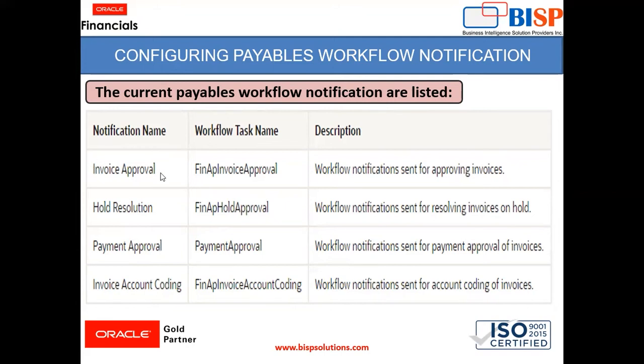The notifications are invoice approval, hold resolution, payment approval, and invoice account coding. Invoice approval notification is sent for approving an invoice. In the same manner, under hold resolution, notifications are sent for resolving invoice holds. For payment approval, notifications are sent for payment approval of invoices. And in invoice account coding, notifications are sent for account coding of invoices.